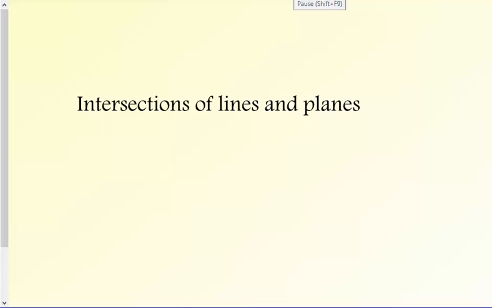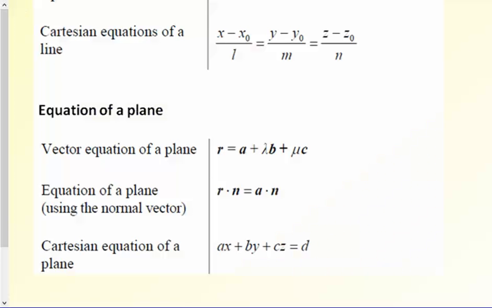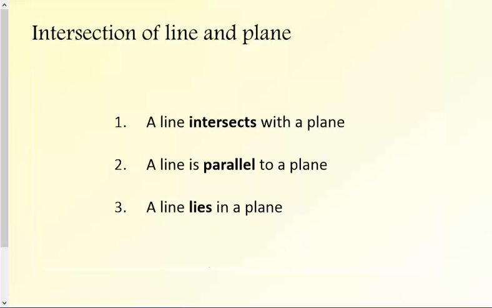So in previous work we've been looking at equations of planes and equations of lines in 2 and 3 dimensions, and in this lesson we're going to look at the intersection of lines and planes, or in fact how lines and planes interact with each other, because they don't always have to intersect. In fact, there are 3 possibilities, and I'll show them for you now.